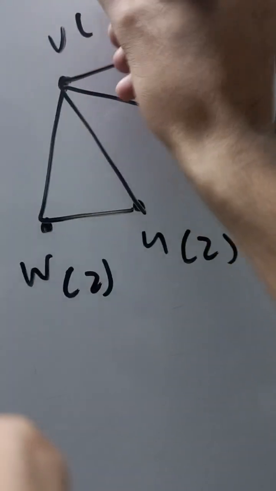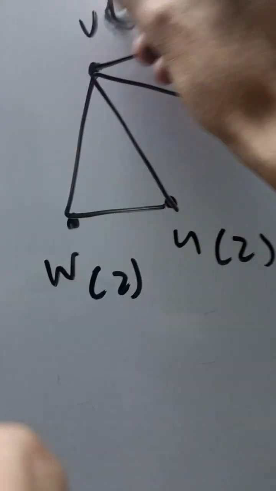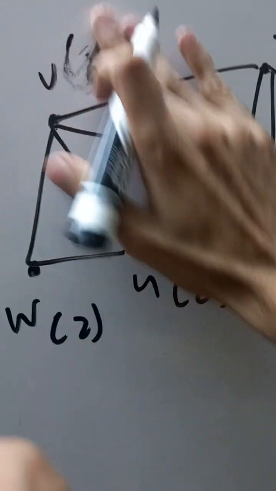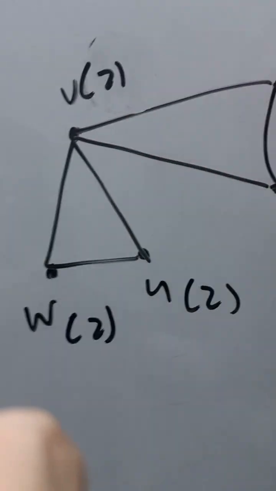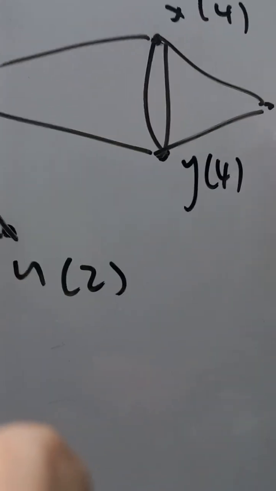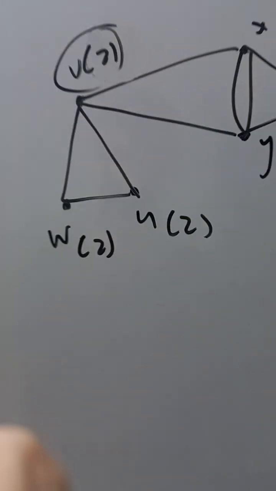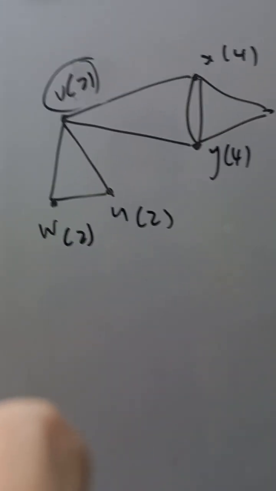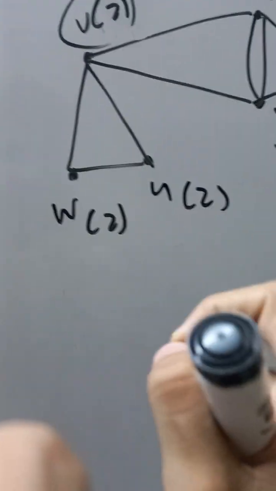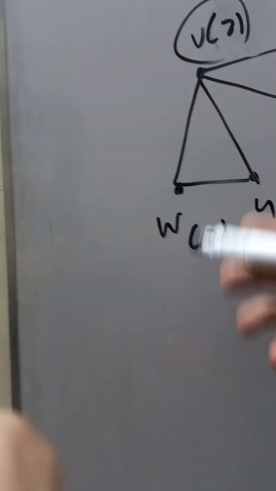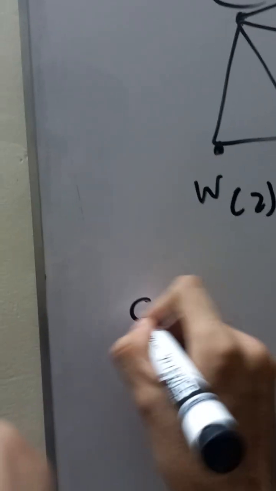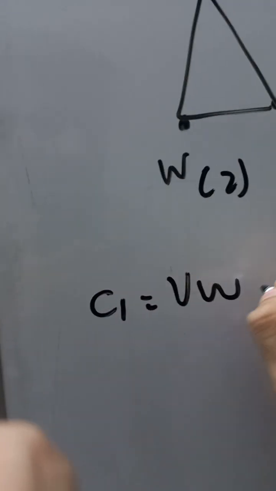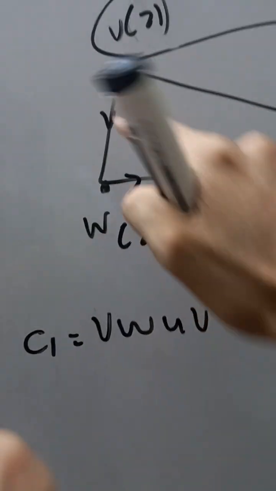So this is 2, that was 2, that was 4, that was 4, and that was 2. We can take any vertex and we're going to take V again. Now we need to create a very, very simple circuit. In this case, I would say C1 would be V, W, U, V. Okay, very simple.